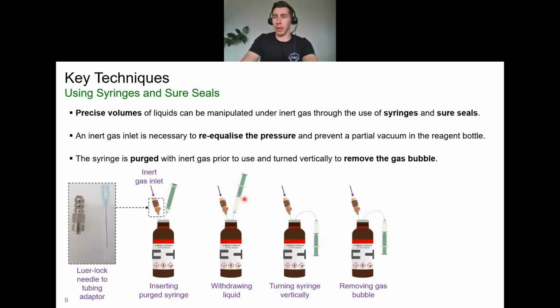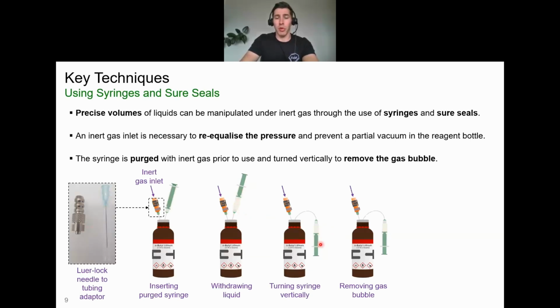One thing to mention when we're withdrawing the liquid is that if you ever see the liquid bubbling inside, that suggests you're pulling the plunger too quickly, so that the inert gas inlet can't keep up with the rate that you're going. You're essentially creating a partial vacuum, so that should be avoided.